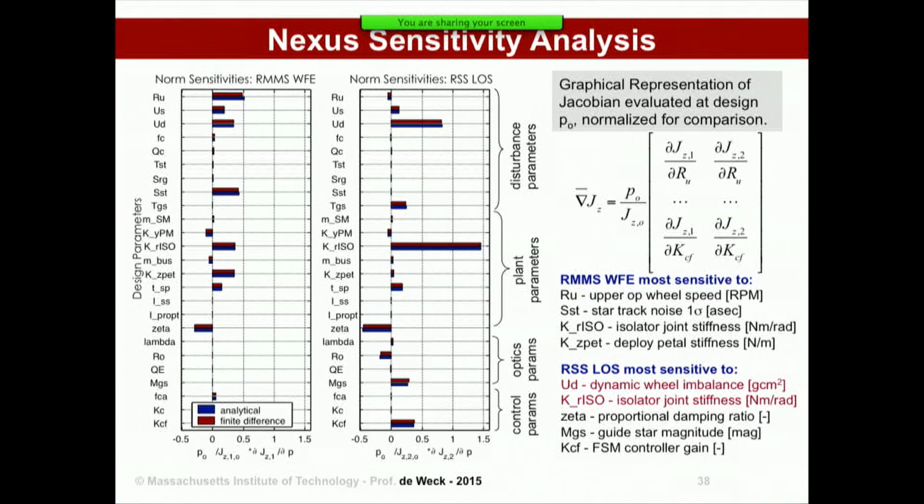So what isoperformance does is it looks at the sensitivities in the system. What are all the things that influence the pointing performance of the telescope? And you can see here, these are the 2 key performance measures. On the left, wavefront error, and then line of sight. And the bars essentially tell you what are the really sensitive parameters that drive performance. So disturbance parameters, plant, structural parameters, optics, and then controls.